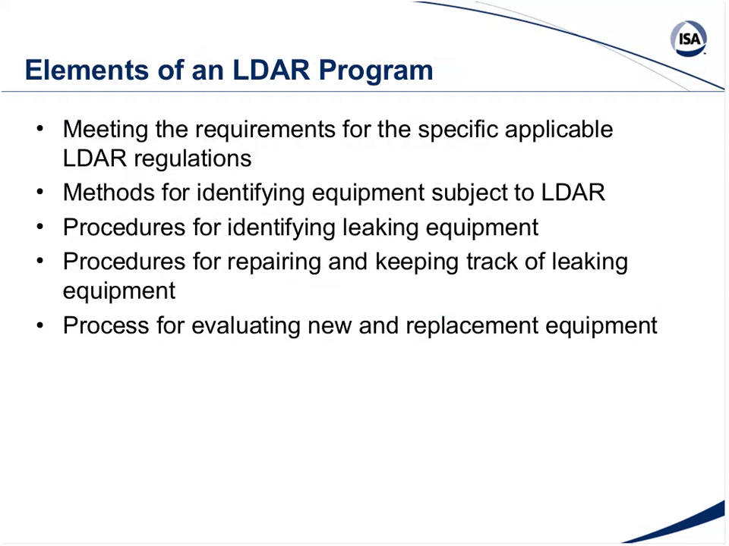These are the required elements. They have to meet the applicable regulation. You have to have it so that it meets your regulation. We have to have a method for identifying equipment that's subject to our work practice. We have to have procedures for identifying our leaking equipment. We have to have procedures for repairing and keeping track of those pieces that are leaking. And we have to have a process for evaluating new and replacement equipment. So those are the elements that have to be there.